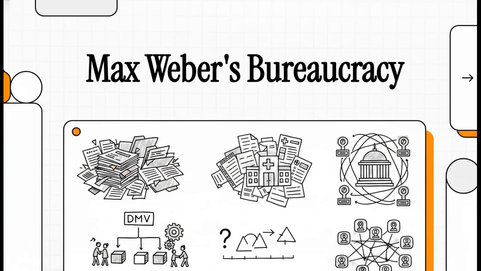Welcome to this explainer. Today, we're going to completely demystify one of the most frustrating, ubiquitous, and honestly, absolutely fascinating systems that governs our daily lives: bureaucracy. We deal with it everywhere, right? At the DMV, at work, in healthcare, in government. But where did it actually come from, and why on earth is it designed the way it is?